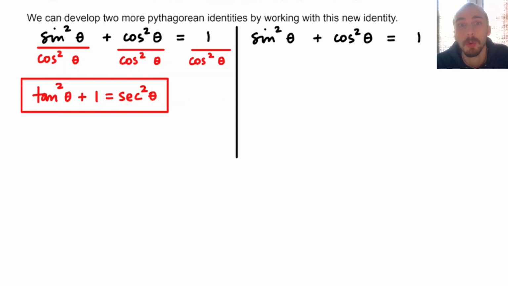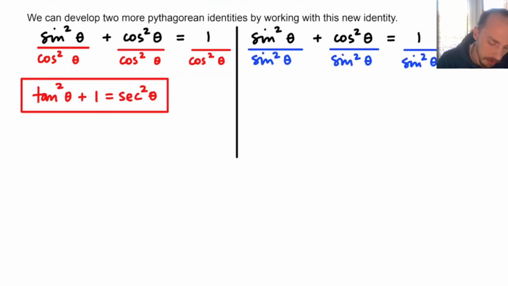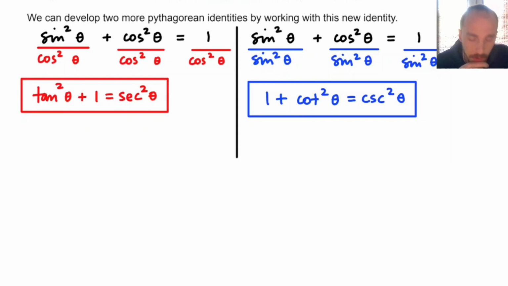And then on the right, I'm going to do the exact same thing. I'm just going to divide everything by sine squared theta. So I'm going to start off with sine squared theta divided by sine squared theta. That's going to be a 1, plus cosine over sine, which is cotangent. So 1 plus cotangent squared theta equals 1 over sine squared theta. That'll be cosecant squared theta. And that's the other Pythagorean identity.